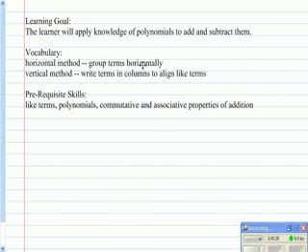Horizontal method is to group the terms horizontally, and vertical method is to write the terms in columns to align like terms. So those are the two different ways you can do these problems. I'll show you both. Prerequisite skills: you need to know what like terms are, you need to know what polynomials are, and you'll be using the commutative and associative properties of addition, because if it's all addition, we can basically drop our parentheses and move things around wherever we want them to be.